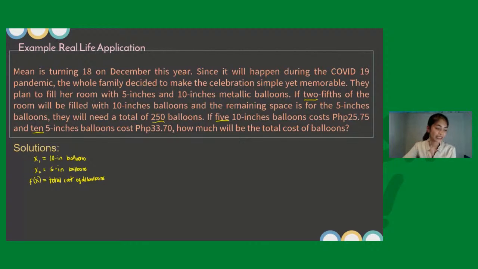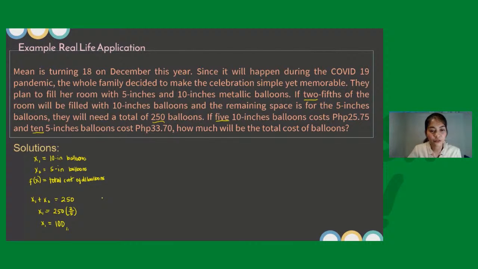Okay. So, assessing our problem, we know here that the sum of all the balloons is 250 balloons. So we can write that as x sub 1 plus x sub 2 is equal to 250. So if we add down all the balloons, that is 250. And another fact here is 2/5 of the balloons will be filled with the 10 inches balloons. Meaning to say, we can solve for x sub 1 or the 10 inches balloons by getting the 2/5 of 250. Ayan. So, x sub 1 will be equal to how many? 250 times 2 divided by 5 is 100. Okay, so we are going to have 100 10 inches balloons.